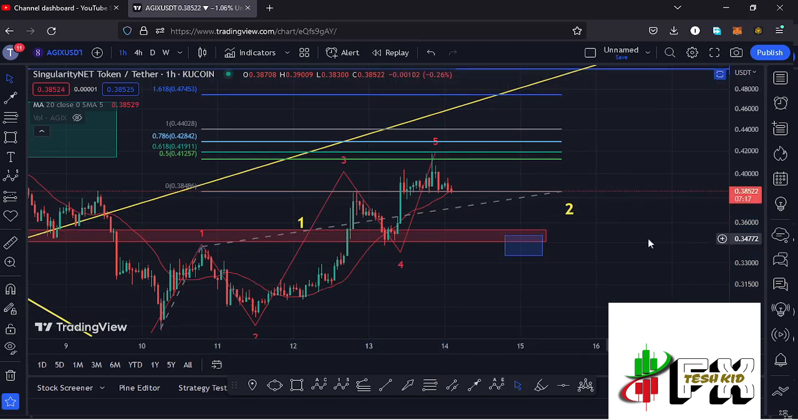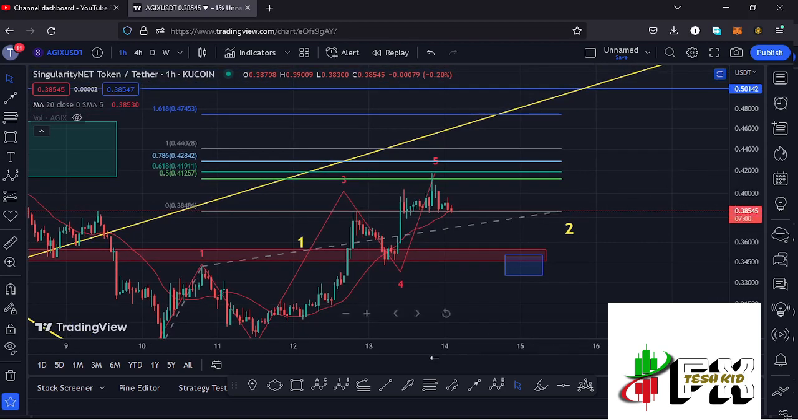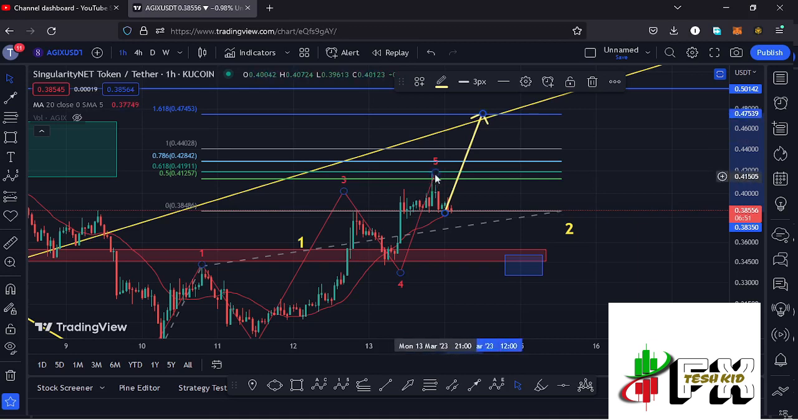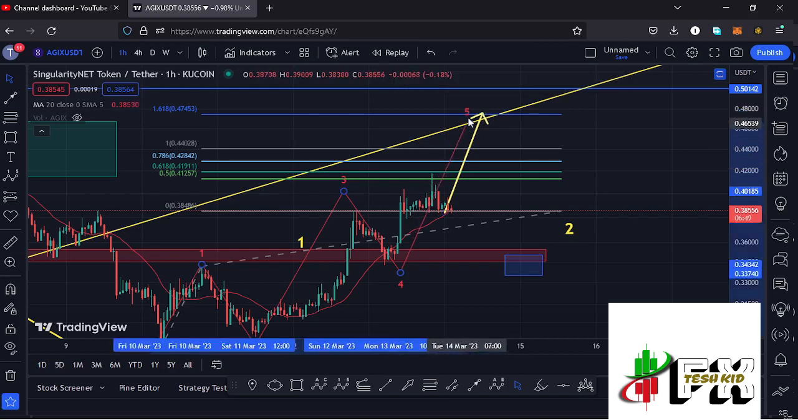But in case the buyers are still in control of the market, then there are chances that we might see a reversal from the prices that we are trading within, continue holding above the 20-day MA here on the 1-hour chart, continue unlocking higher prices, manage to break above the fib level 0.618, and that move could possibly take us to the next target area on the Fibonacci's, which is the fib level 1.618, and that is at around the $0.47 mark.